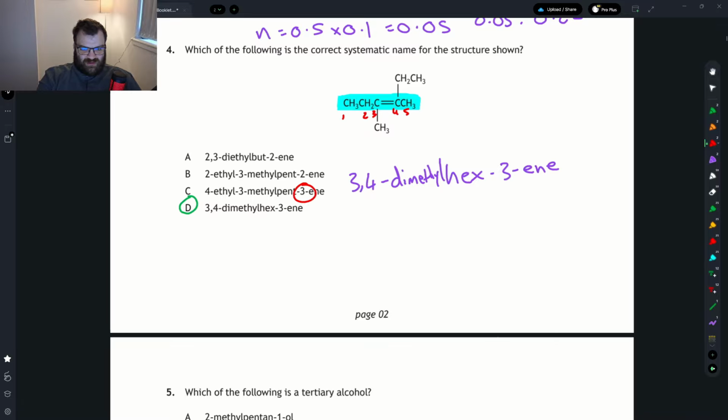So the double bond looks like it's in position 3, the methyl group looks like it's coming off position 3, and it looks like there's an ethyl group off of that. But it all comes down to exploring all the different possible longest chains to be able to catch that the longest chain is indeed 6 with 2 methyl groups coming off of it. And that is where we get to there.